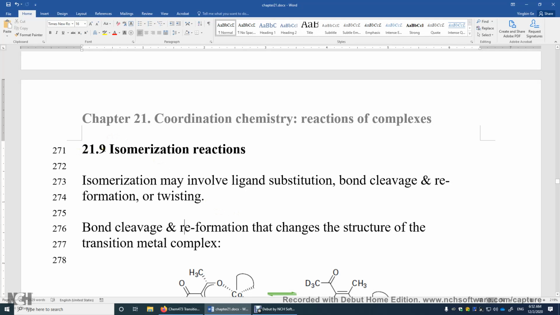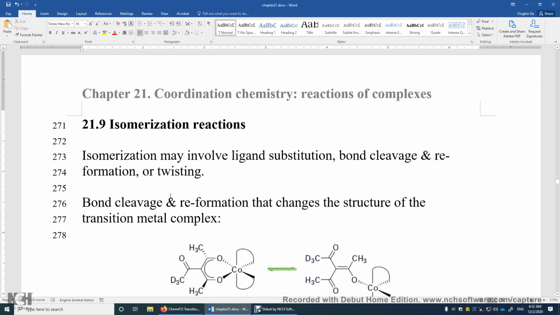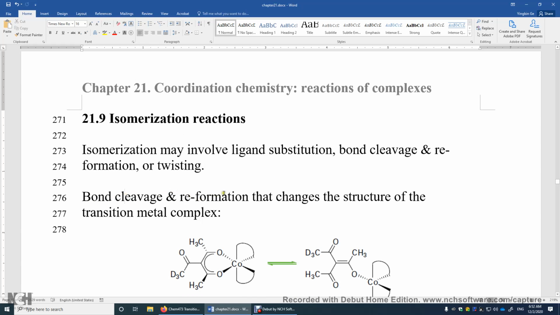Section 21.9, Isomerization reactions. The isomerization of a transition metal complex may involve ligand substitution, bond cleavage and reformation, or twisting. In previous sections, we talked about ligand substitution. So in this section, we will focus on the last two types of isomerization: bond cleavage and reformation, and twisting. First, bond cleavage and reformation.